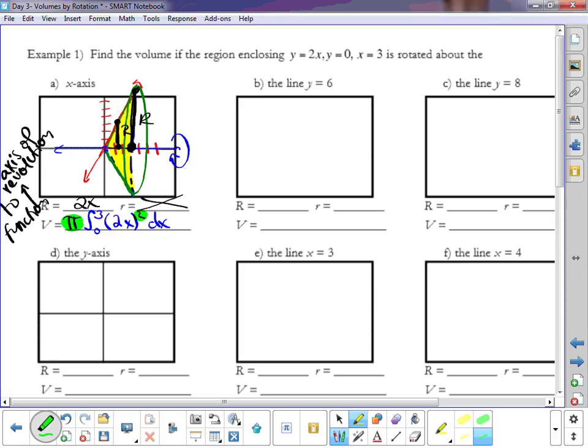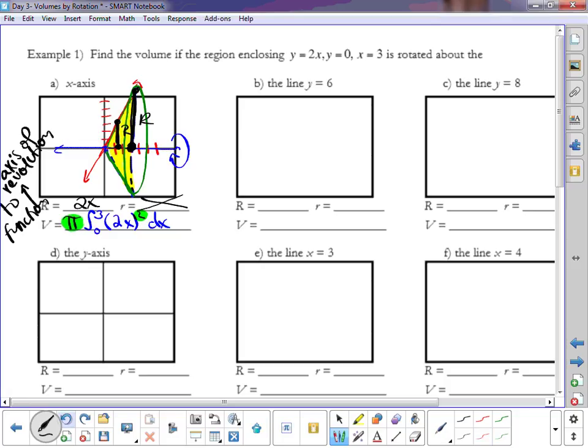All right, questions on that setup? Is the radius equal 2x? So our radius is we always go from our axis of revolution out to the edge. Now, going out to the edge is always going to be the height of whatever my function was there. My function was 2x. So that radius, that height, is 2x, wherever we are within our curve.